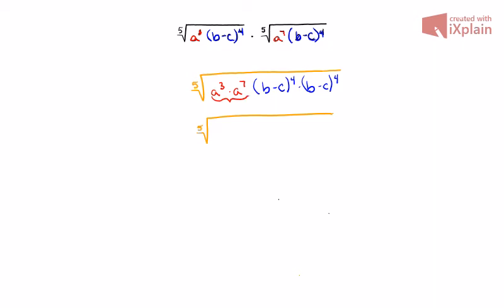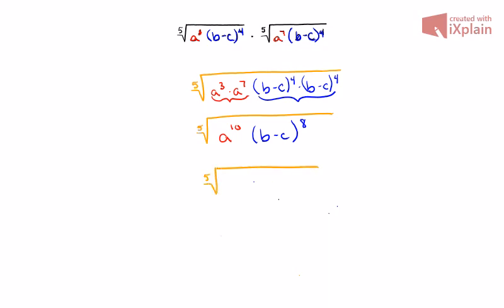kind of as we previously looked at in our other practice problem, a cubed times a to the 7th, we can use our product rule, and we can have a raised to the 3 plus 7, or a to the 10th. And then for over here, we have b minus c to the 4th times b minus c to the 4th. So the bases match. We can use our product rule to add up our exponents to get b minus c to the 8th. Here is where we can start pulling items out.